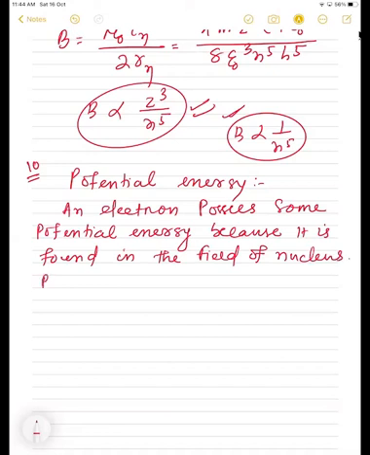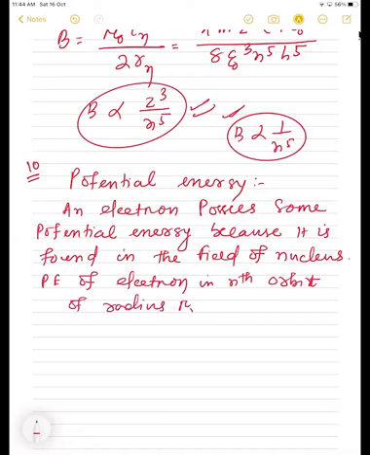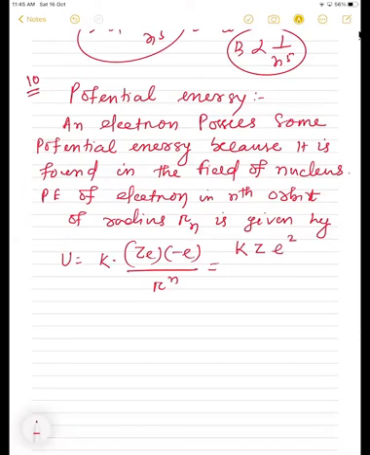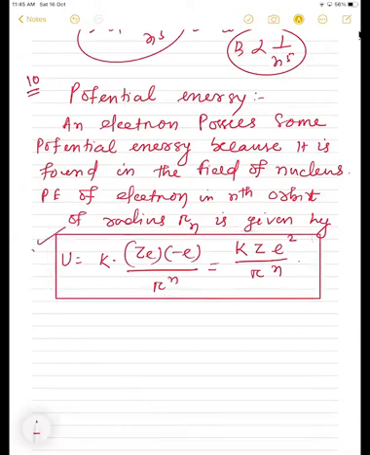Potential energy of an electron in the nth orbit of radius Rn is given by U is equal to K Ze into minus e, the charge of the electron, by Rn. Potential energy is KQ by R, yes or no? So K is 1 by 4 pi epsilon naught, Z is the atomic number, e square by Rn. Understood? Potential energy of an electron orbiting in a particular orbit, can you find it or not?